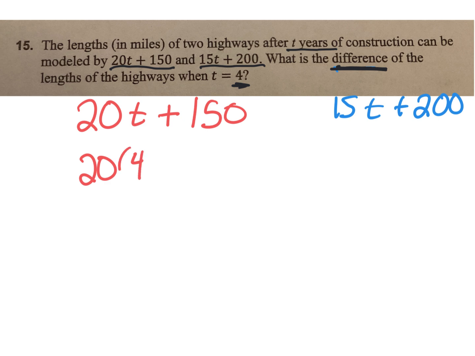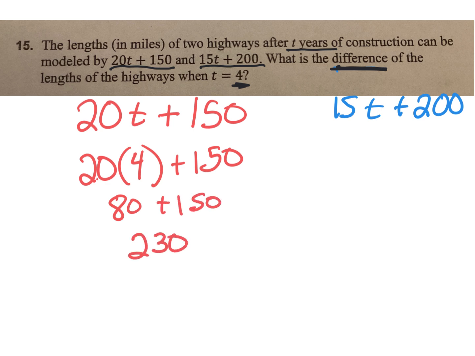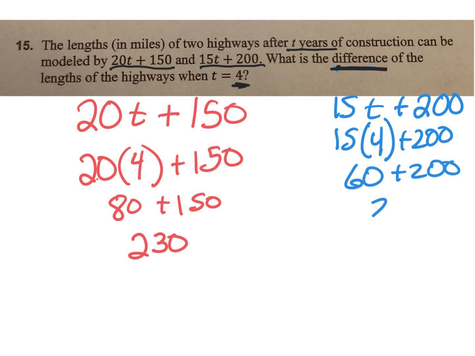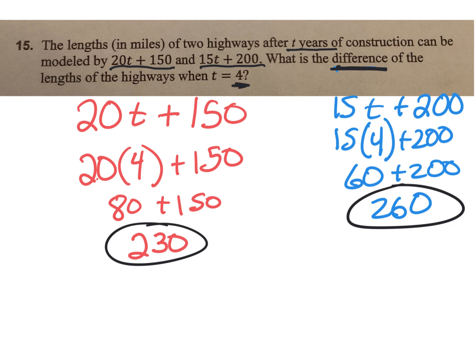20 times 4 plus 150. 20 times 4 is 80 plus 150. That gets me 230. And let's go over here. 15, put 4 in there, plus 200. 15 times 4 is 60 plus 200. And that gets me 260. So I have this 230 and I have this 260, and I want to find the difference of those. So I take the 260 minus 230. It gives me a distance of 30. And it's miles.